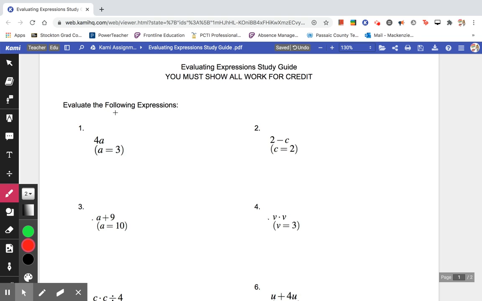So remember when we are evaluating algebraic expressions, it means we're plugging numbers in for the variables. And when I say variables, I'm talking about the letters that are in the problem.